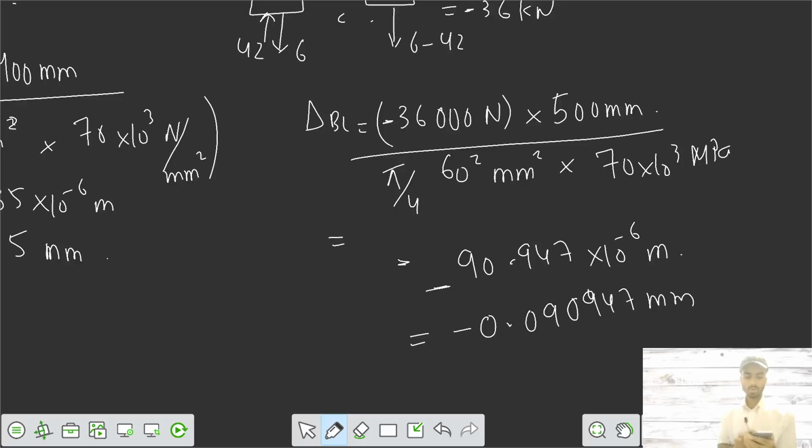90.947 into 10 to the power minus 6 into mm. Yeah. See, calculators are very important. If you are a civil engineer, you have to have two calculators to see which one is accurate, giving the best results. So calculator is very important. You're not a civil engineering student if you don't have a calculator. Don't beg from others. Civil engineering students have to have at least one calculator. I have got two. Okay.